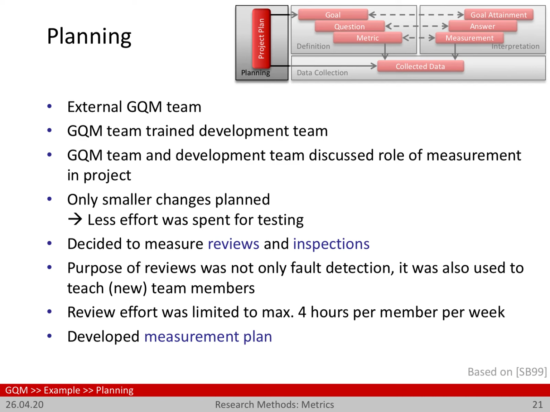So the first phase is always the planning phase. In that case, the project was led by an external GQM team, meaning it was not the developers themselves that came up with the GQM plan and everything. And the GQM team started with training the development team, meaning explaining the method, trying to make them understand what they could expect and what is expected from them to support the GQM process. Then there was a mutual discussion, because also there needs to be an understanding of what can be expected. Is it really something useful to perform that?